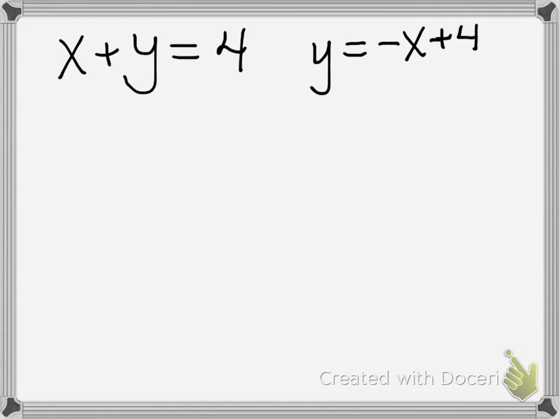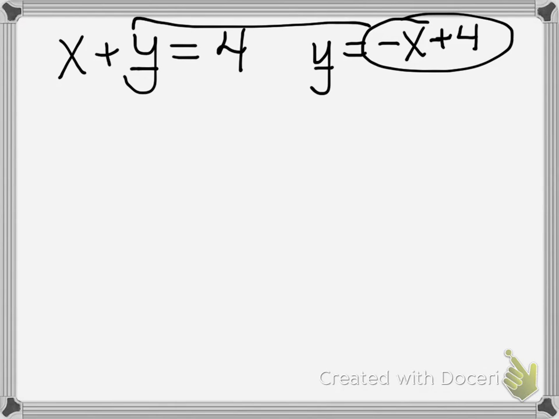Okay, let's look at this system. I have x plus y equals 4 and y equals negative x plus 4. Since y is by itself, I'm going to substitute the y in this equation with what y is equal to. So I'm going to bring my x plus down, but instead of writing y, I'm going to put negative x plus 4 equals 4.